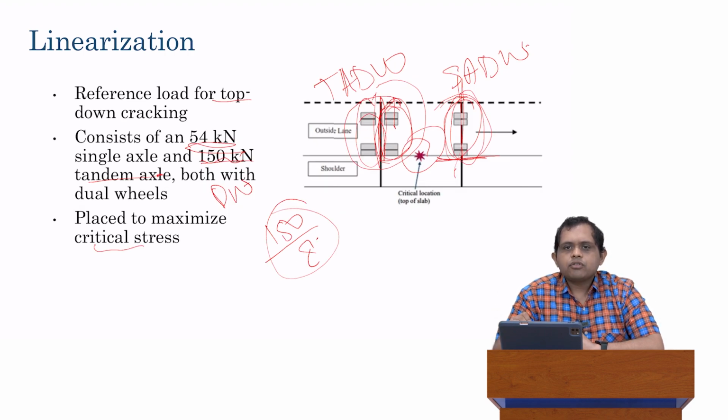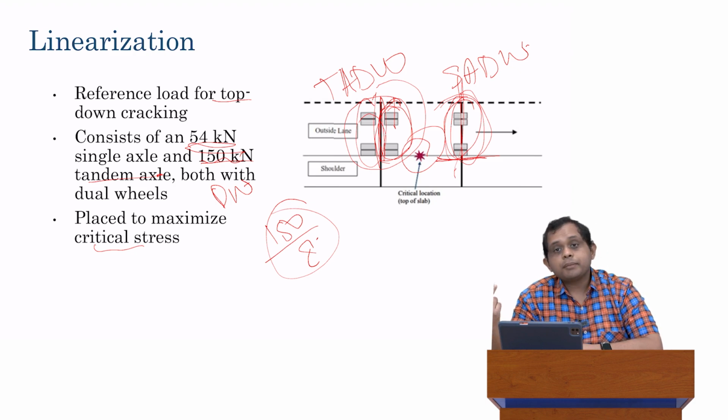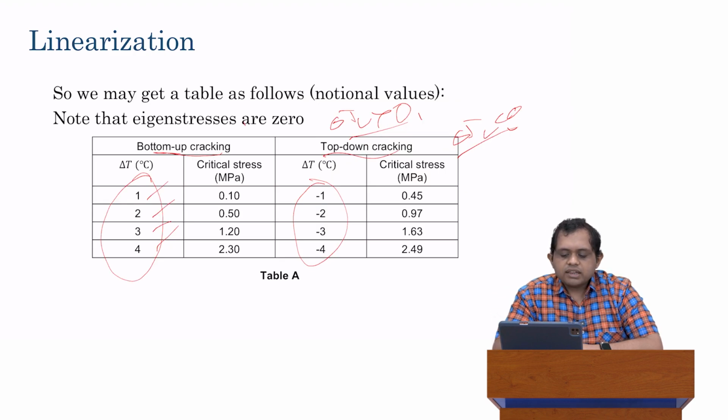And then similarly, for when delta TL is less than 0, that is, we have top-down cracking, then again, depending on the input conditions for the slab, the load is placed as shown over here, and the critical stress, this time at the top of the slab, is extracted. So we can then populate these second columns, for both bottom-up cracking and top-down cracking, which is the critical stress.